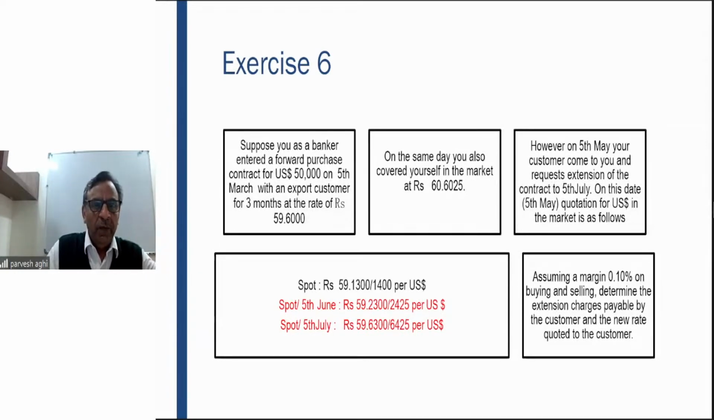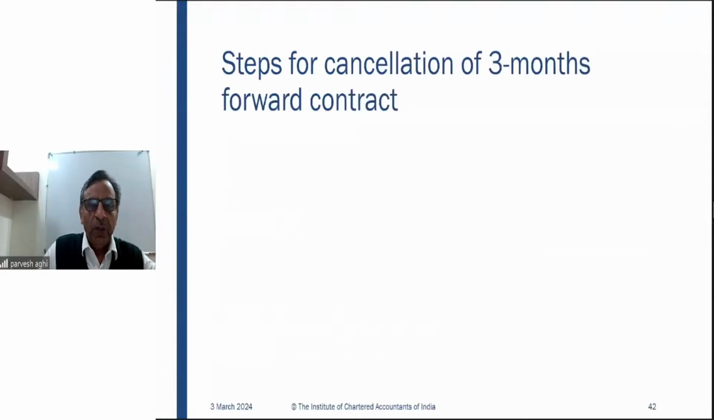Okay, fine. So that means in the fourth box, we have put this. Spot rate is given on 5th June. So on 5th June and 5th July, these are the rates which are given. And then we are going to just look at.